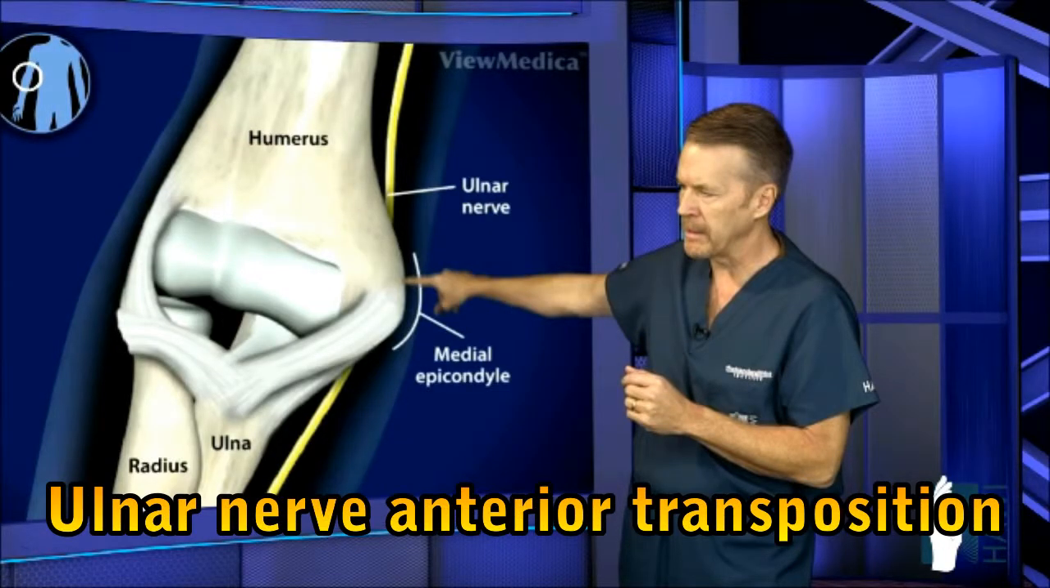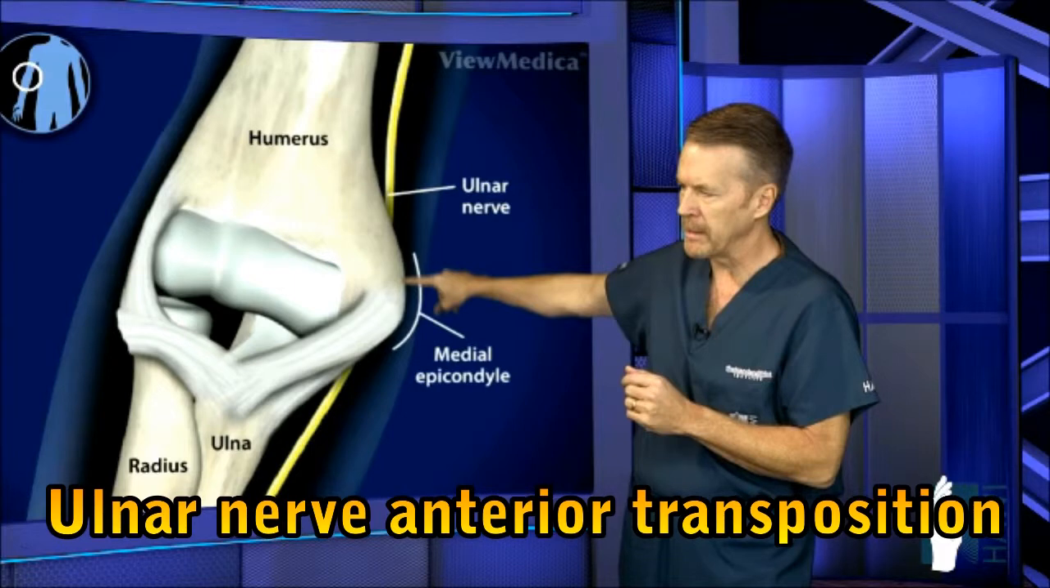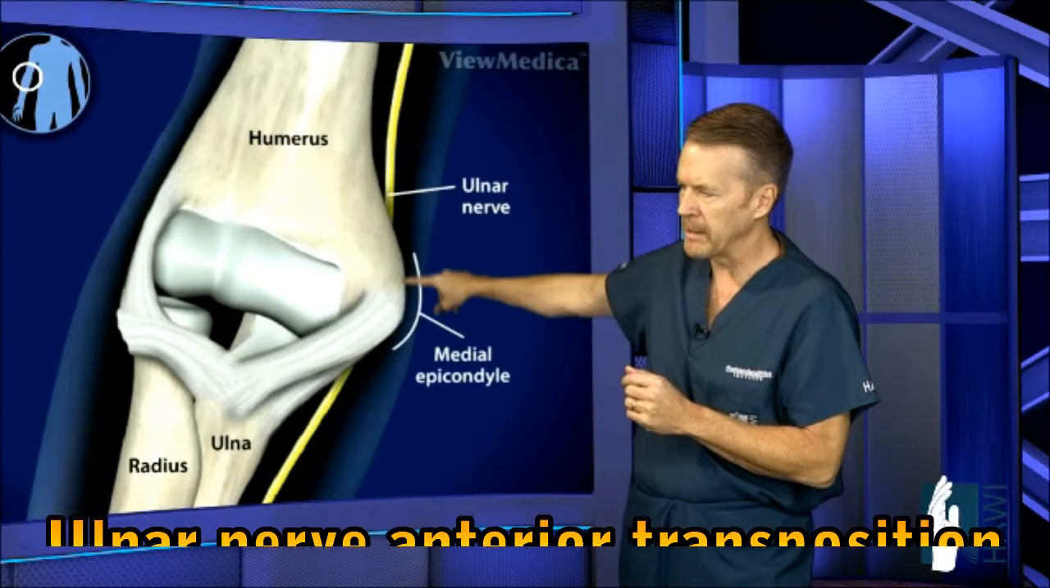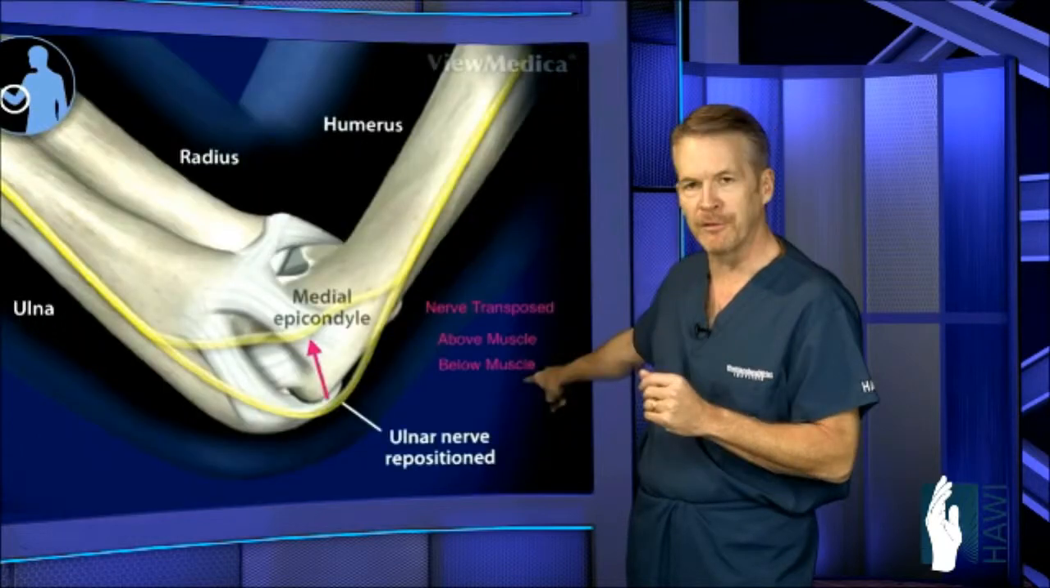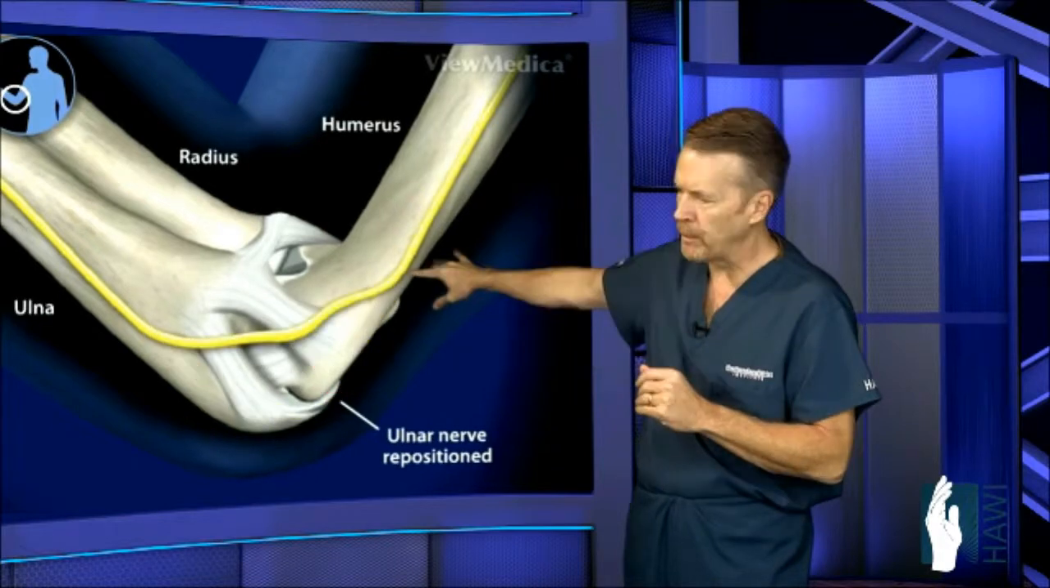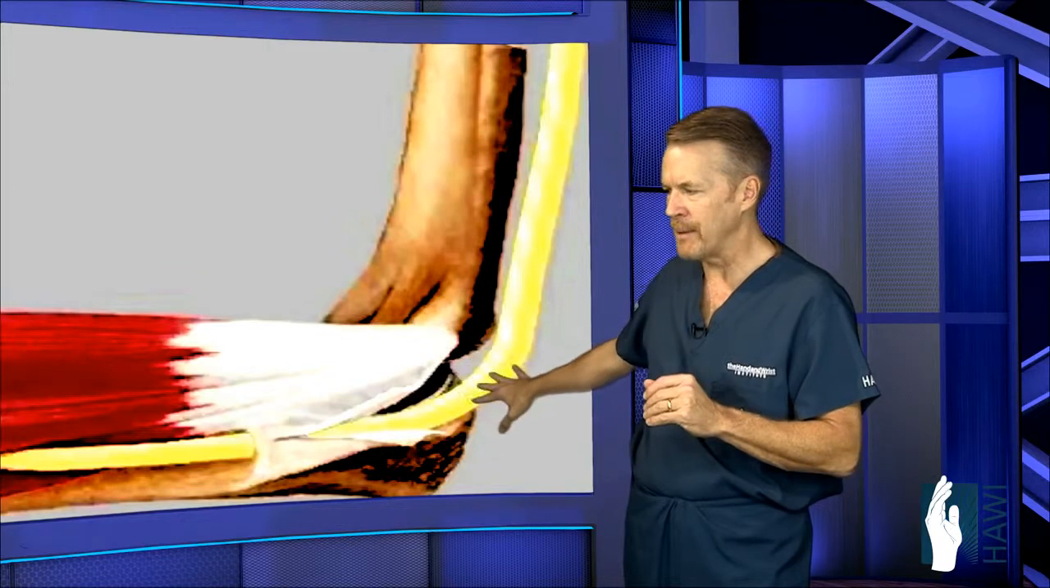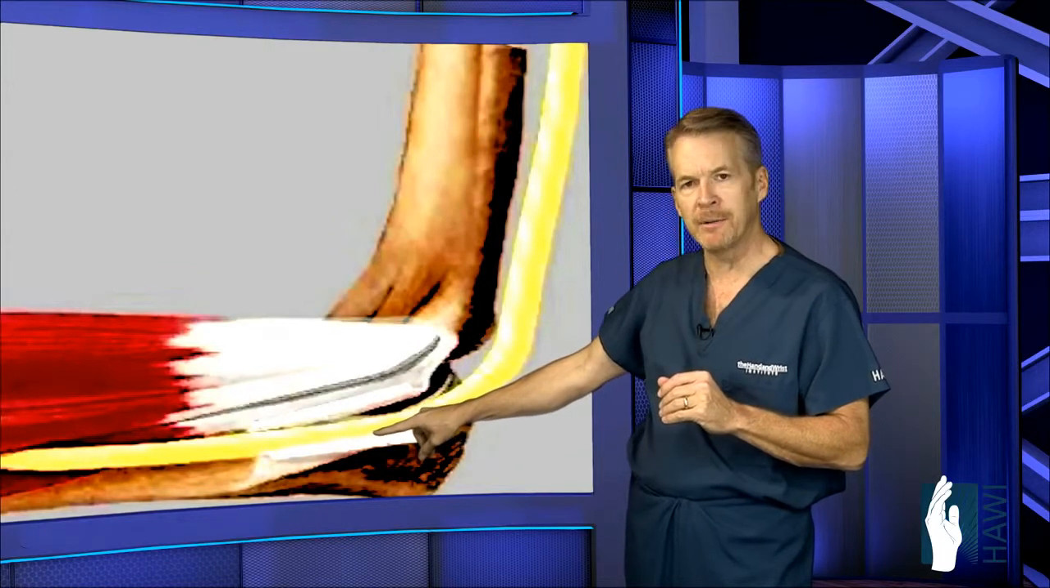The first surgical treatment is ulnar nerve anterior transposition. In many cases, the nerve is moved from its place behind the medial epicondyle to a new place in front of it. Moving the nerve to the front of the medial epicondyle prevents it from getting caught on the bony ridge and stretching when you bend your elbow. This procedure is called an anterior transposition of the ulnar nerve. In some cases, the nerve is moved on top of the muscle, which is subcutaneous transposition.